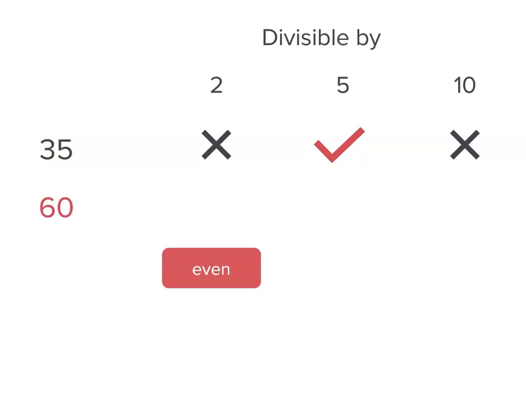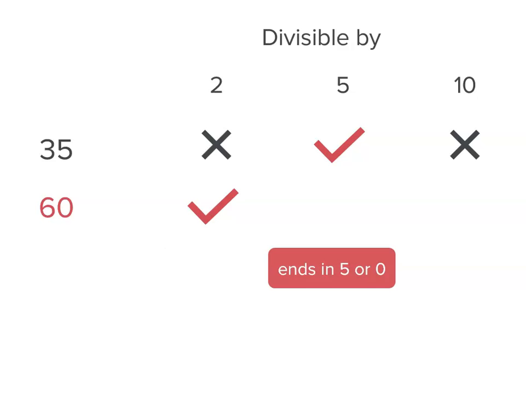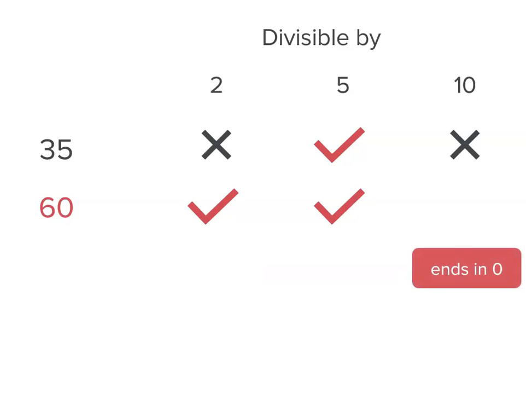60 is even, so therefore it's divisible by 2, and it does end in a 0, so it's divisible by 5, and it's divisible by 10 because it ends in a 0. So 60 satisfies all of those things.